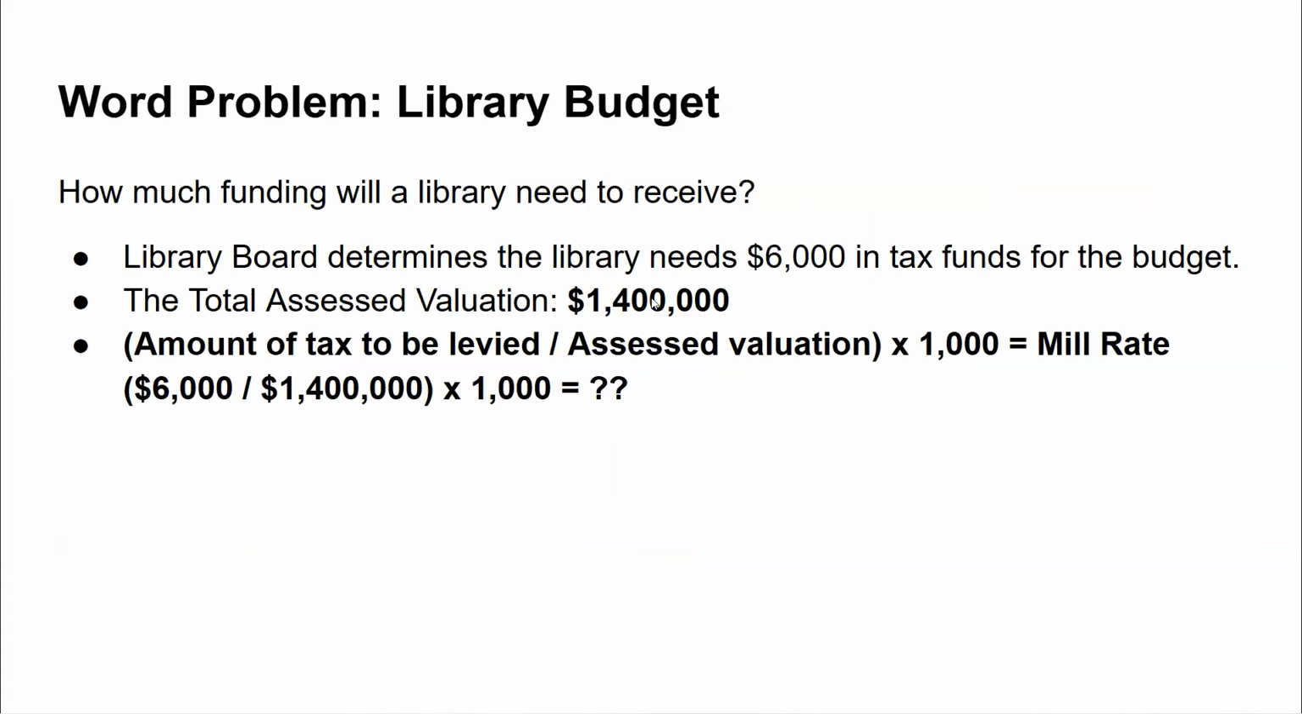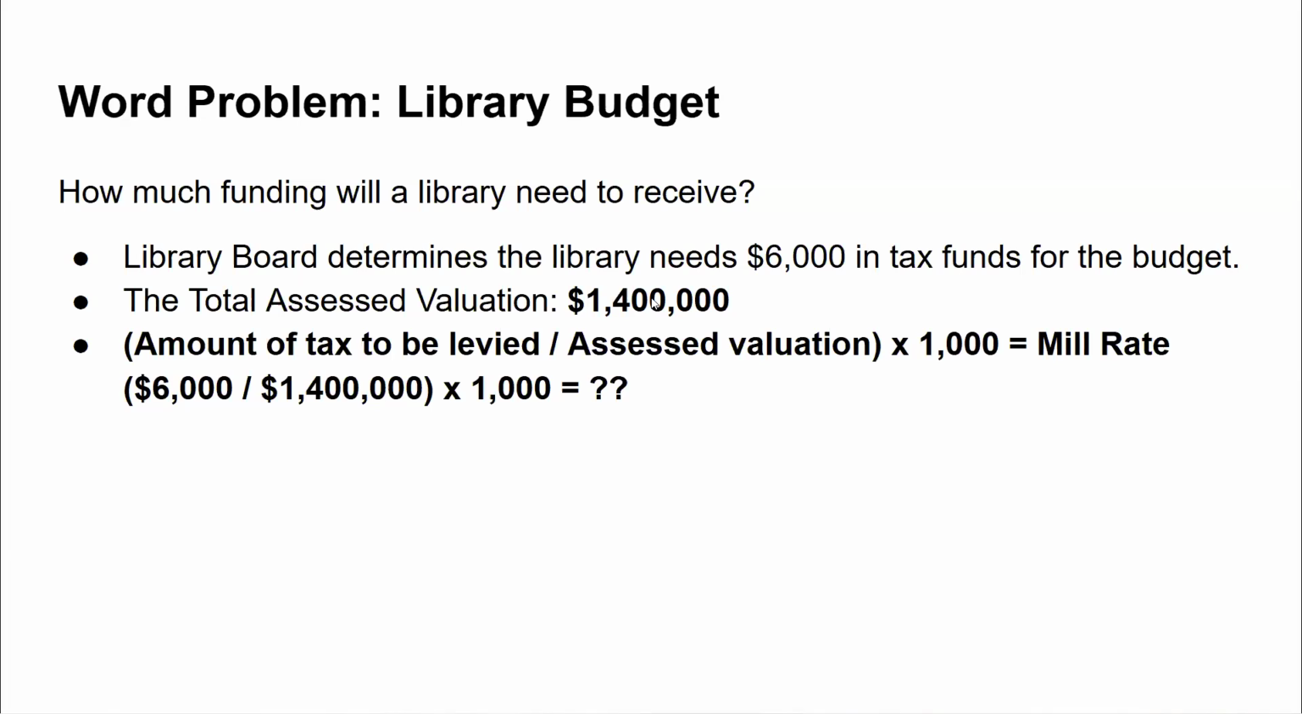Math. We get to do word problems. It's so much fun. We have a library budget that the board has said needs $6,000 in tax support. So that's it, in budget. We have the amount of tax money needed. That's the $6,000. We have the assessed valuation, and that's 1.4 million. So that's all the value of all the properties in the community. So what we need to solve for is that mill rate, and we use this formula. The amount of tax to be levied divided by the assessed valuation times 1,000 will give us the mill rate.